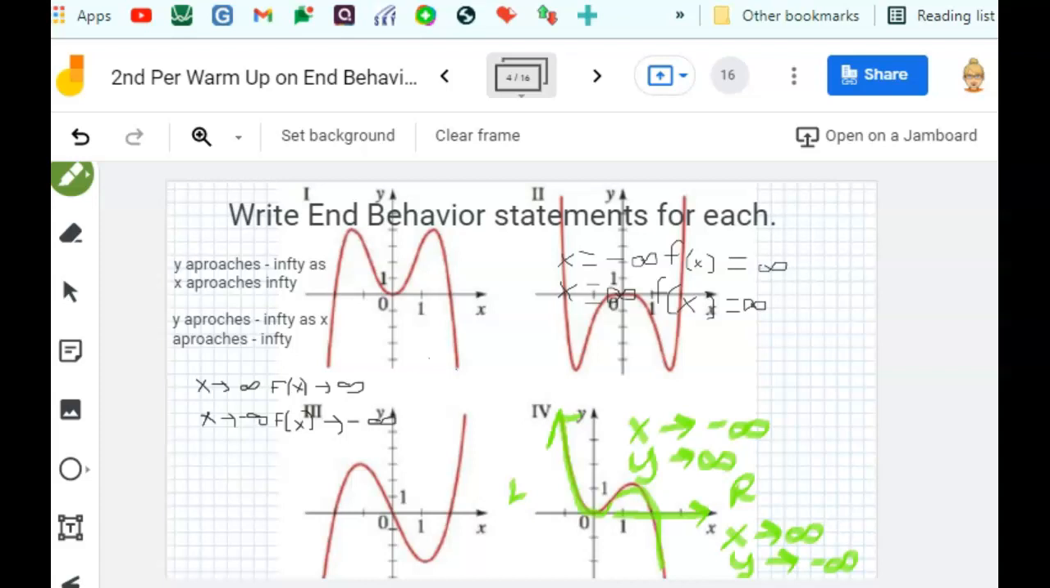Good job. X goes left, it's up. X goes right, it's up. Nicely done. X goes right, it's up. X goes left, it's down, because these are both negative. Great job writing, guys. I am cheating because I have my little pen. Okay.